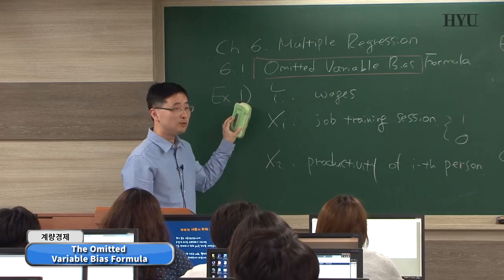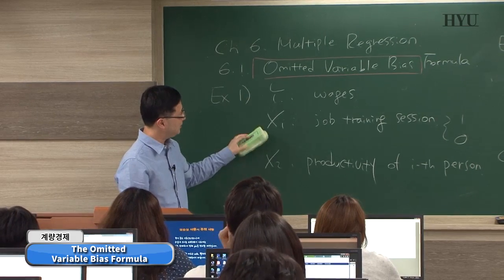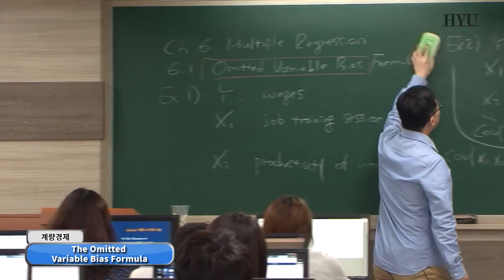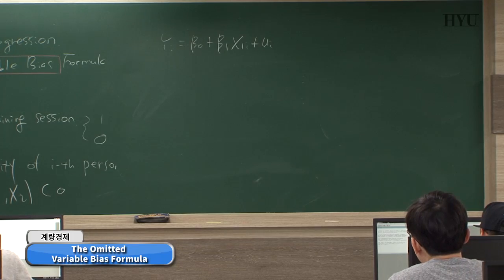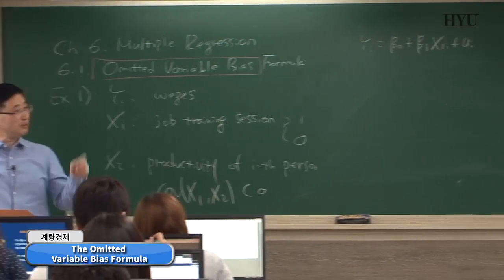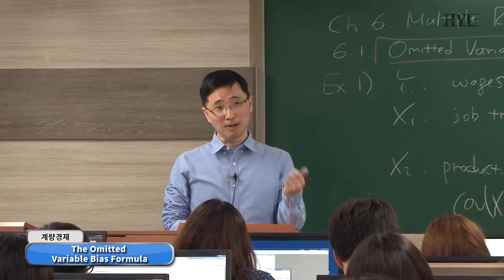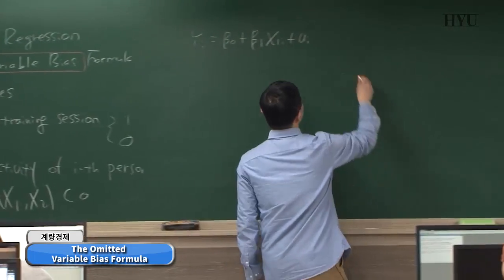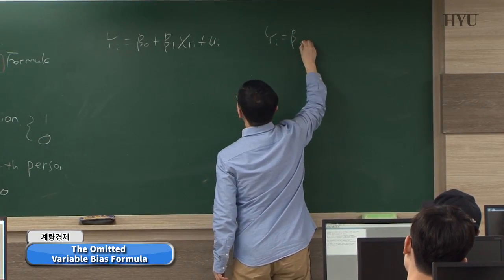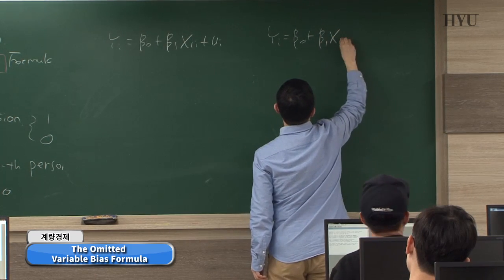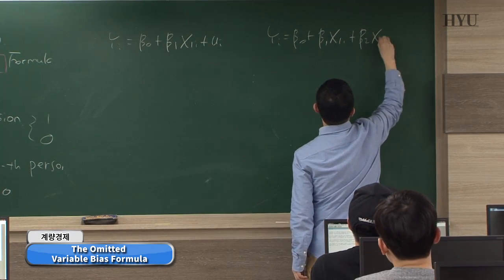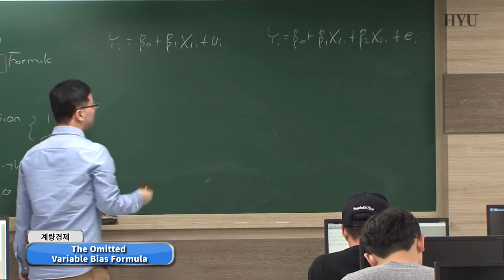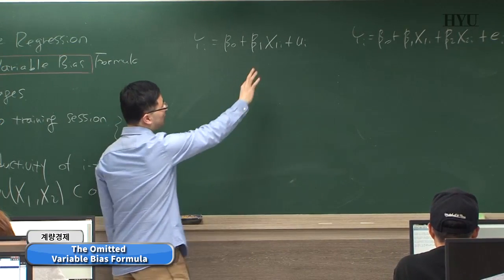So let's go back to the first example, okay? So Y is wages, X1 is job training program, X2 is productivity. Now this is the regression that you actually used, okay? And this regression model is criticized. To overcome this problem, the best solution is to find out this X2 and include it. And it will solve the problem. But for now, let's just compare these two equations.